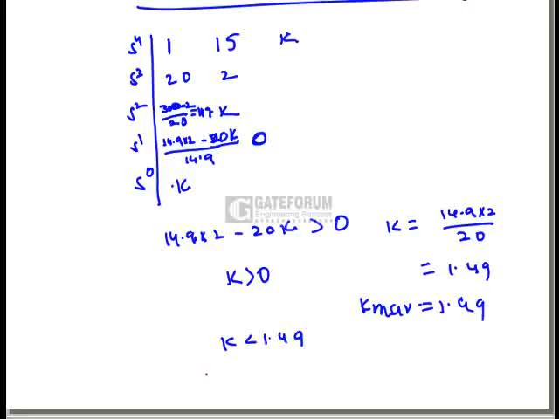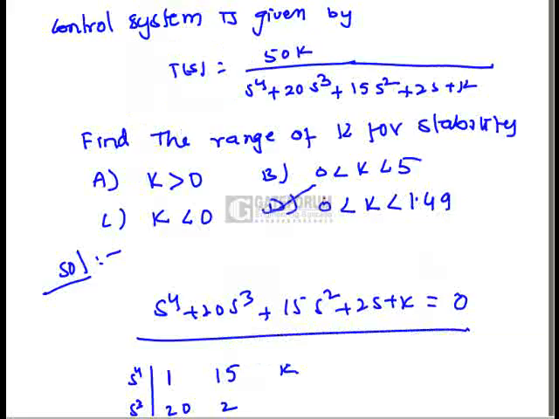And also one more condition is there. If k is greater than 0, then the system is stable. If you couple these two conditions, our option will be D, 0 less than k less than 1.49.